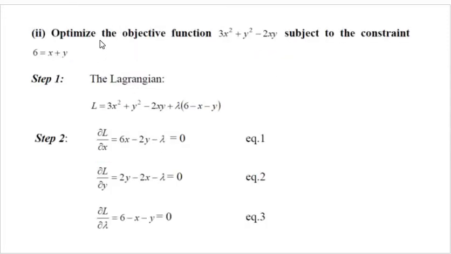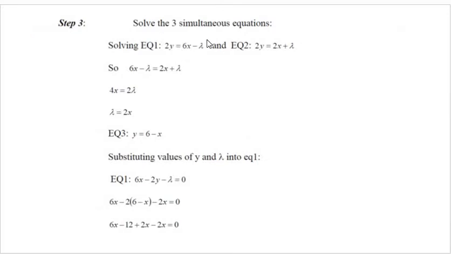Another example, optimize the objective function 3x square plus y square minus 2xy subject to the constraint 6 equal to x plus y. Here the Lagrange function L equal to 3x square plus y square minus 2xy plus lambda times 6 minus x minus y. Find the partial derivatives dou L by dou x, dou L by dou y and dou L by dou lambda, equate them to 0, and then solve the corresponding simultaneous equations.